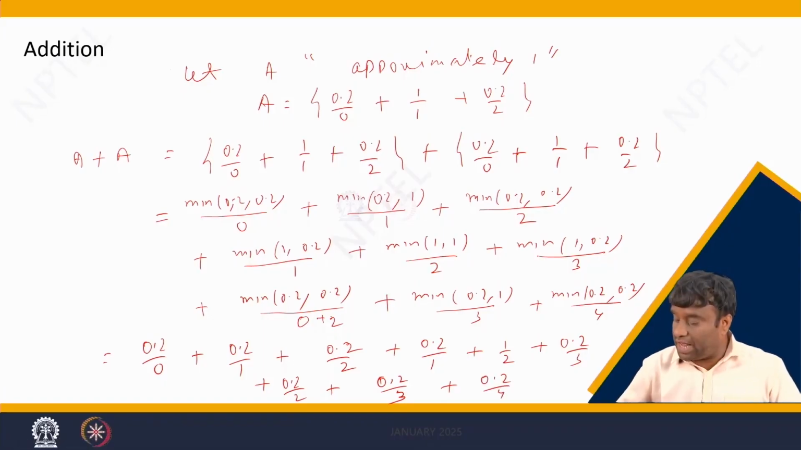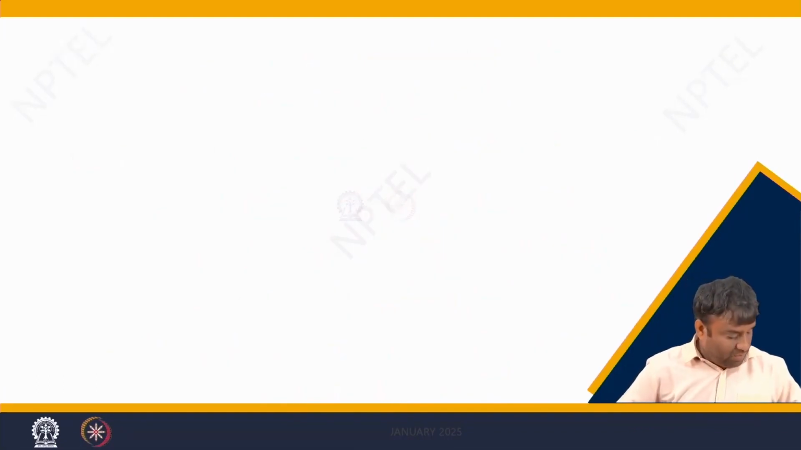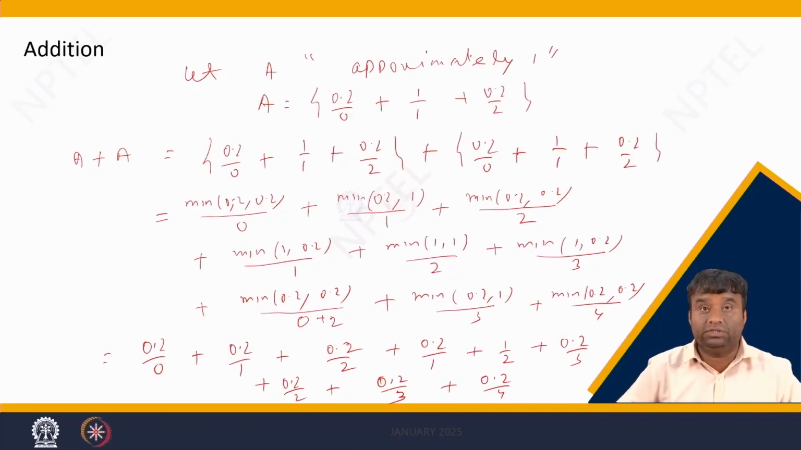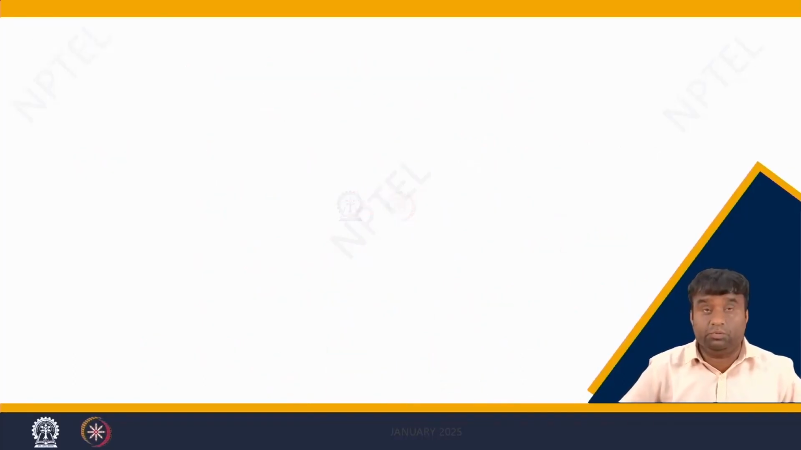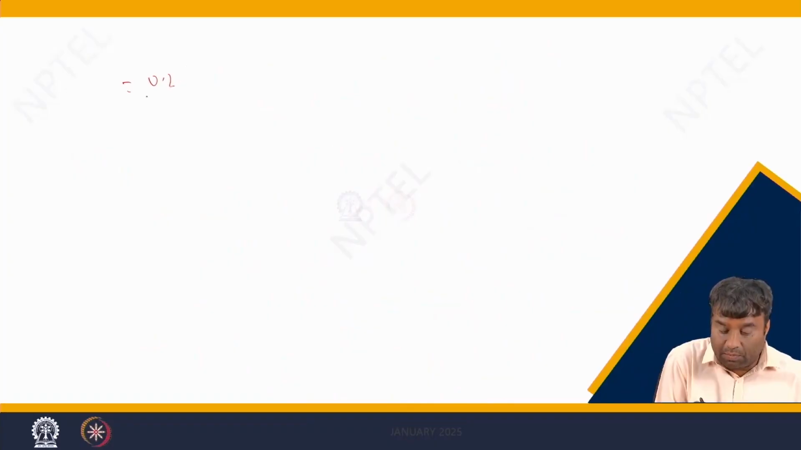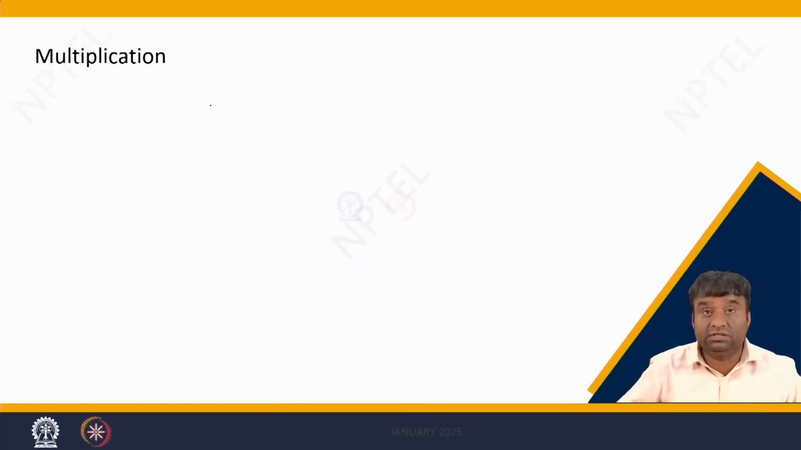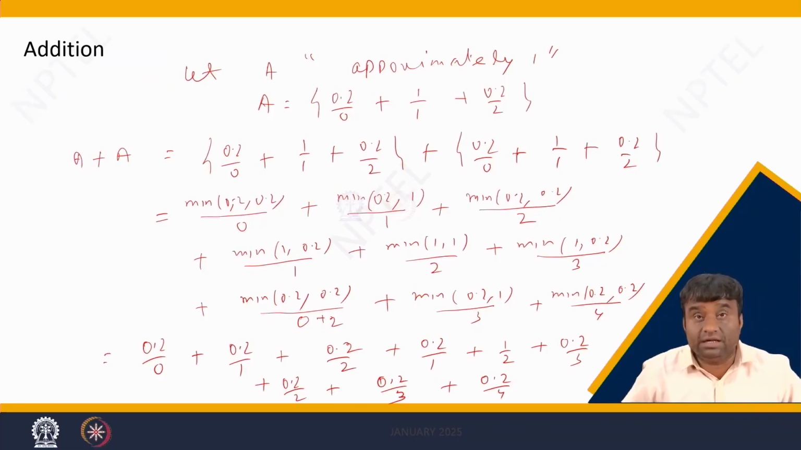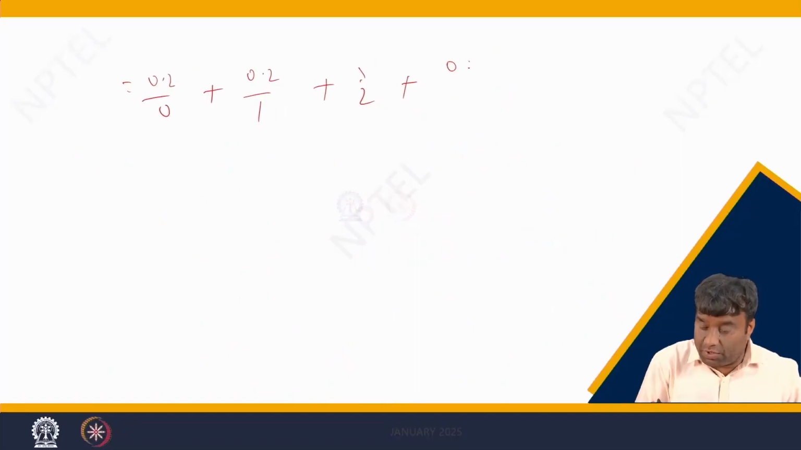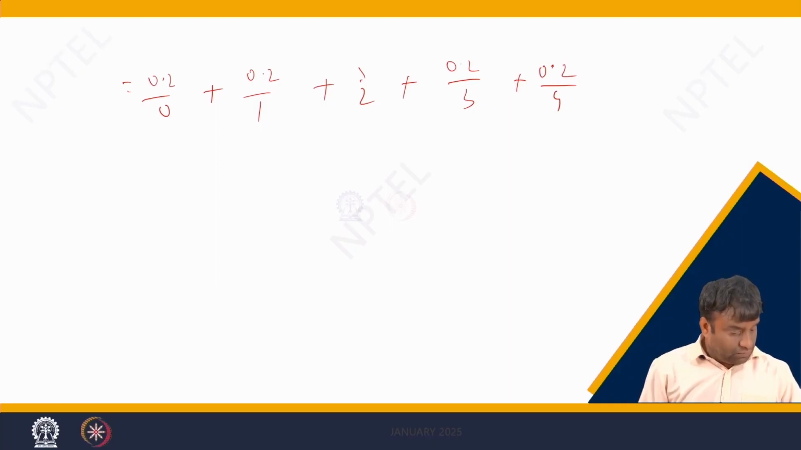Now we need to take the maximum of these values. There is only one value at 0, so that should be 0.2/0, plus, for the case of 1, the maximum of the 0.2 values, and so on, up to 0.2/4. So that is the addition of two fuzzy numbers.